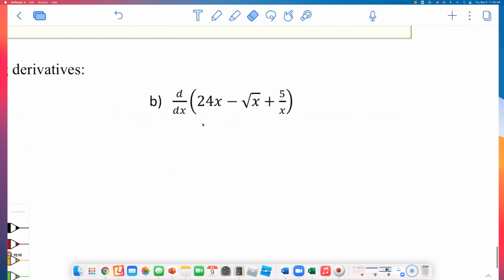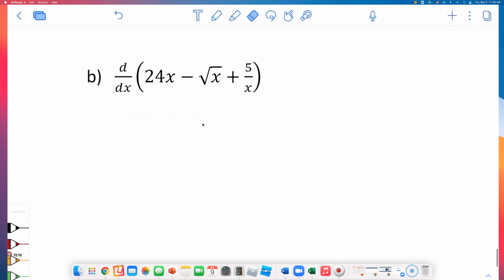All right, let's try this one. Oh, wow, this is a challenging one. It requires some rewriting. The first term is just fine, but the second term, okay, it's in square root form. So let me start by rewriting these first, okay? Rewrite.